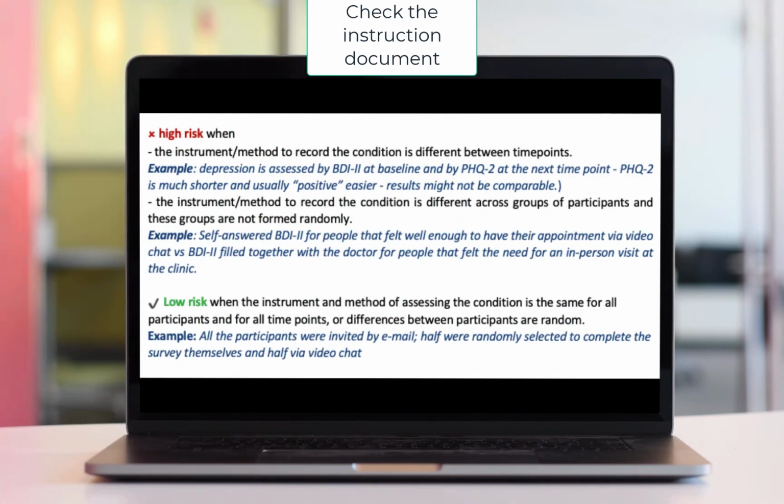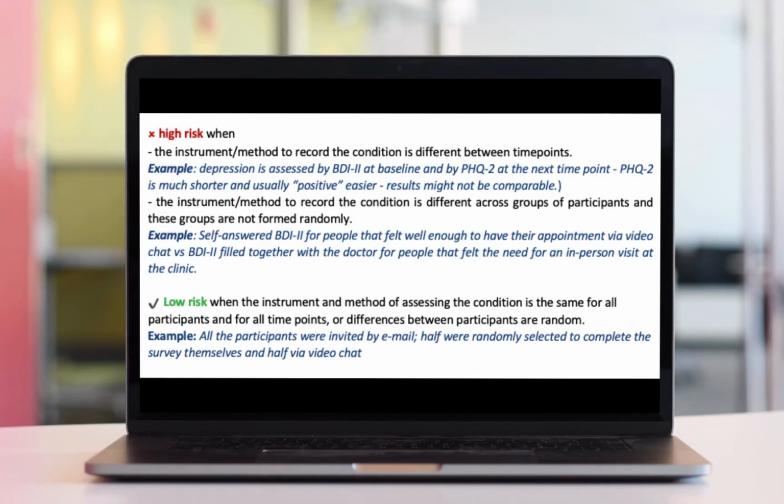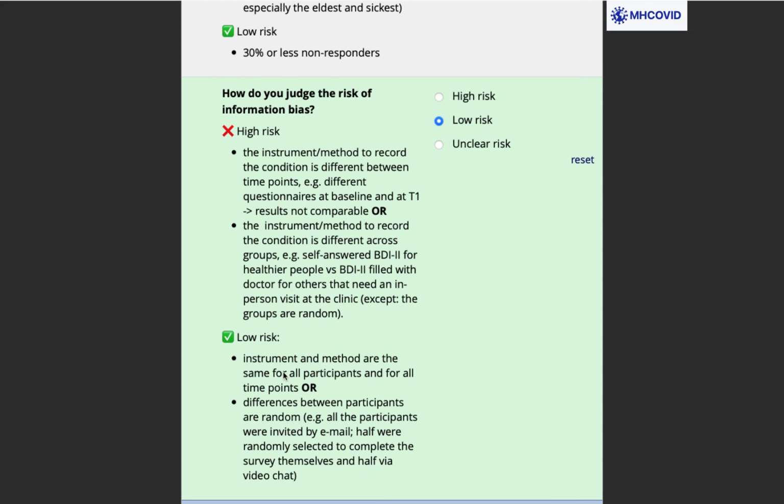If the groups are formed randomly, the different methods do not generate a risk of bias, and these groups are not formed randomly. If the methods are the same for all time points and participants, the risk of bias is of course also low. Otherwise, the risk of bias is high.